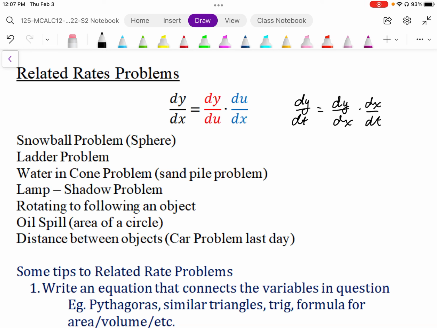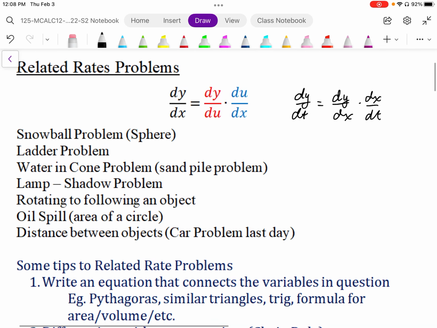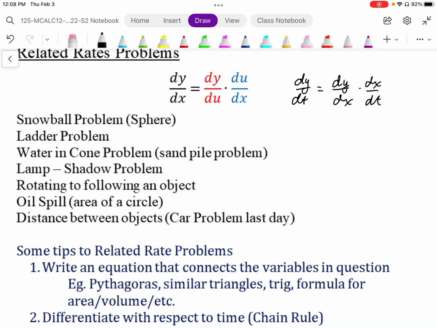There are basically only a few different types that we really run into. The main ones are the snowball problem, or the sphere problem, and as we change the volume of the sphere, the radius changes. The ladder problem. The water in a cone problem, which is related to the piling of sand. As we pile sand up, it's going to form a bigger and bigger cone. Those two problems are essentially the same problem.